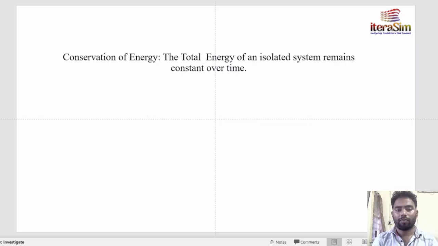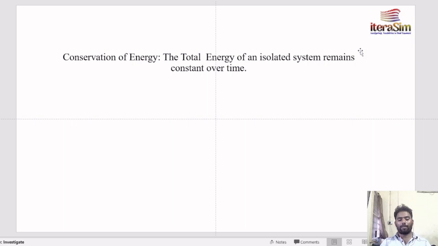When we think about energy, the first law that comes to mind is the conservation of energy. What the law says is that the total energy of an isolated system remains constant over time. So this principle we need to follow. Secondly, if we think about energy, there are different forms of energy: chemical energy, kinetic energy, thermal energy.